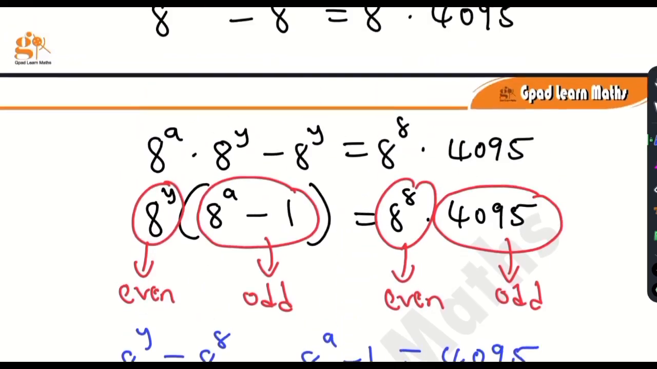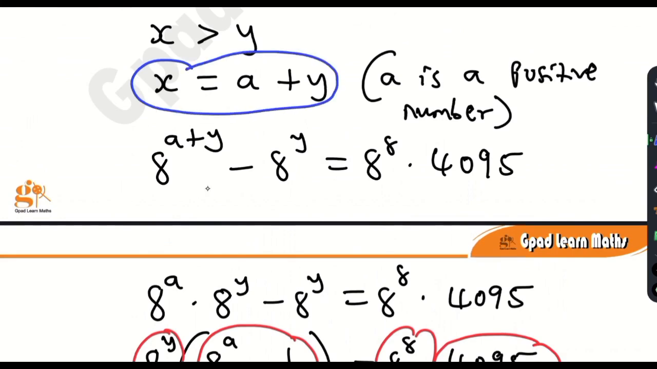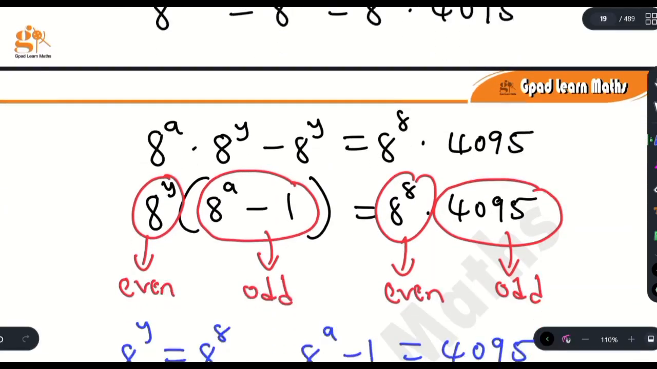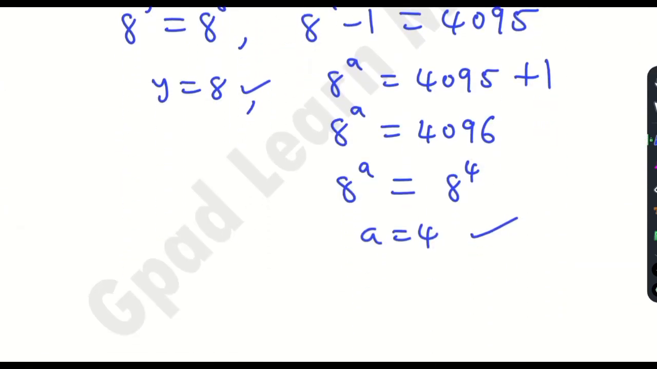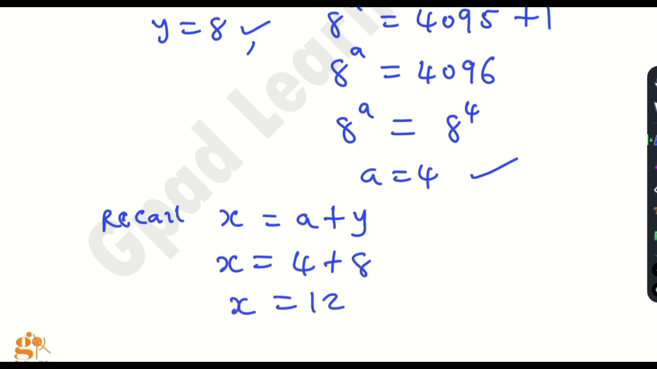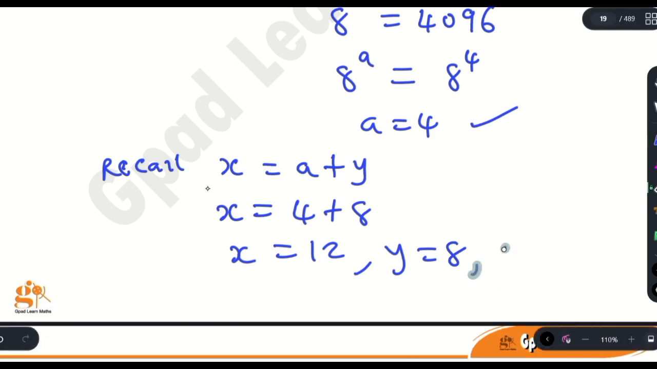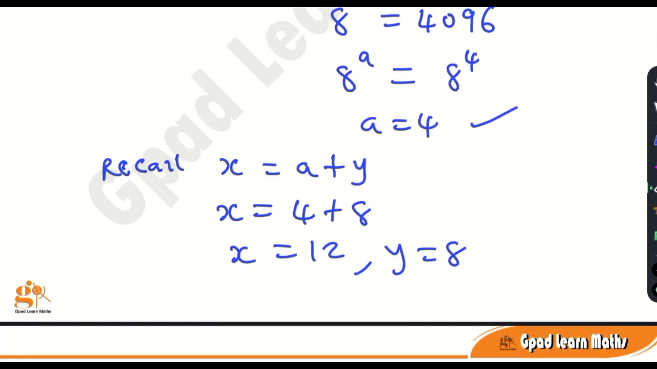So let's go back and look at the equation that ties a, x and y. See it here: x is equal to a plus y. So to get x now, recall that x is equal to a plus y. We already know what a and y are. a is 4 and y is 8. So x is equal to 12. We've gotten the value of x, and we already know that y is 8. The other one does not even matter because we're not interested in a in the first place. We have the value of x as 12 and the value of y as 8.